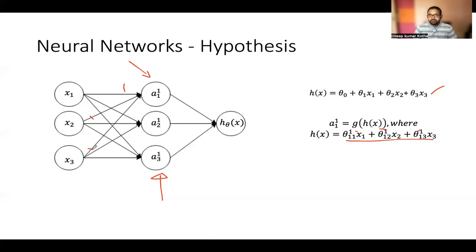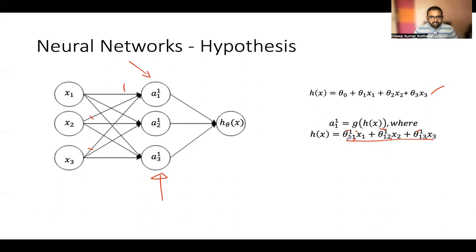And here I have put some notation on the parameters. The 1 in the superscript indicates it is for the first layer. So all the theta parameters are for the first layer. The second number indicates it is coming from neuron 1, this 2 indicates it is coming from neuron 2, and this 3 indicates it is coming from neuron 3.